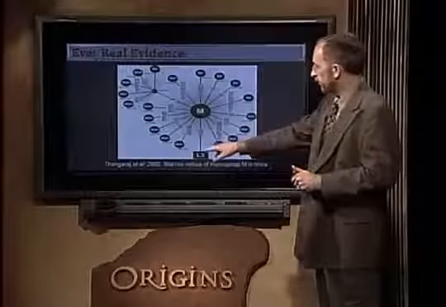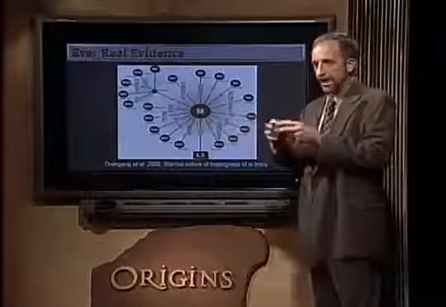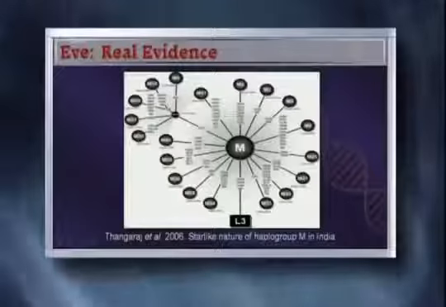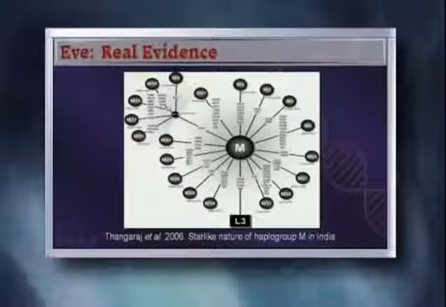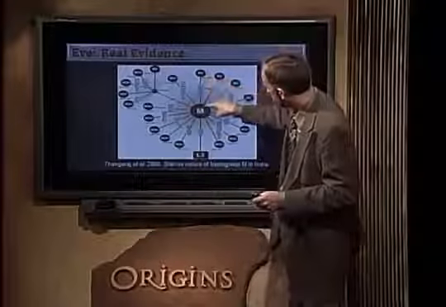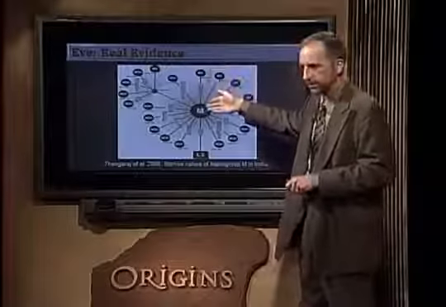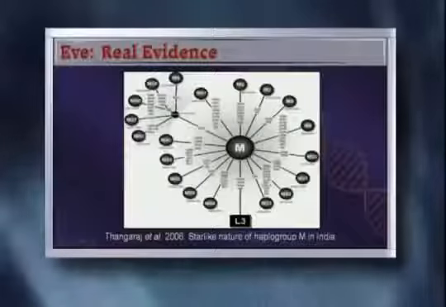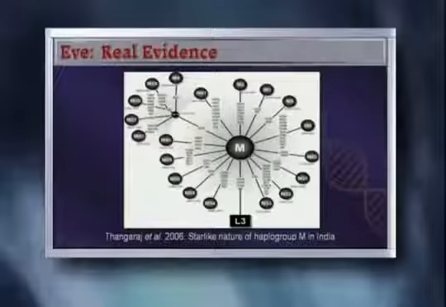Remember, L3 is the African group. They made M, and then M spread out across the world. Well, this is a picture, a starburst pattern from India. People looked at the M group in India, and these are individual people who are alive today. And look how many mutations they've picked up in the several hundred, several thousand years since they've arrived in India. This is evidence that when the people landed in India, the population started growing, and it's been growing ever since.